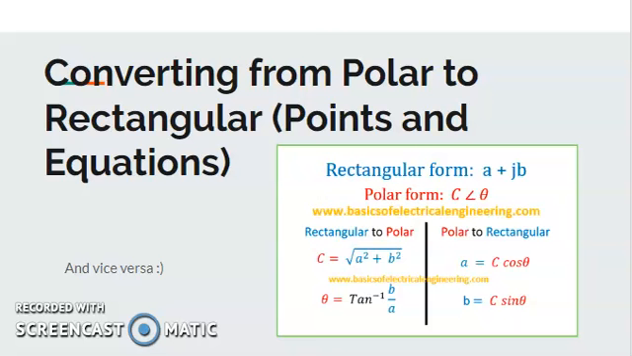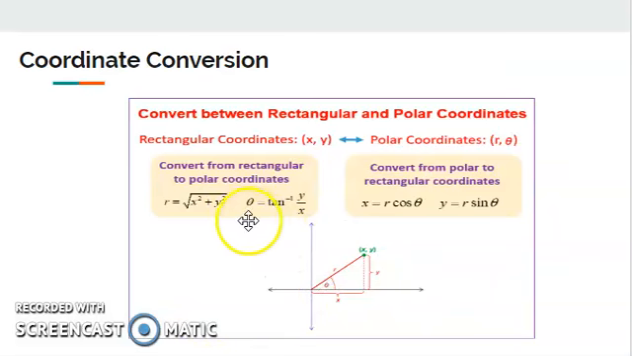Hey guys, so as promised, this is the video on converting from polar points and polar equations to rectangular points and rectangular equations, and vice versa. So today we'll be using these four equations: r equals square root of x squared plus y squared, theta equals tan inverse of y over x, x equals r cosine theta, and y equals r sine theta, to help us convert between rectangular points and equations to polar points and equations or coordinates.